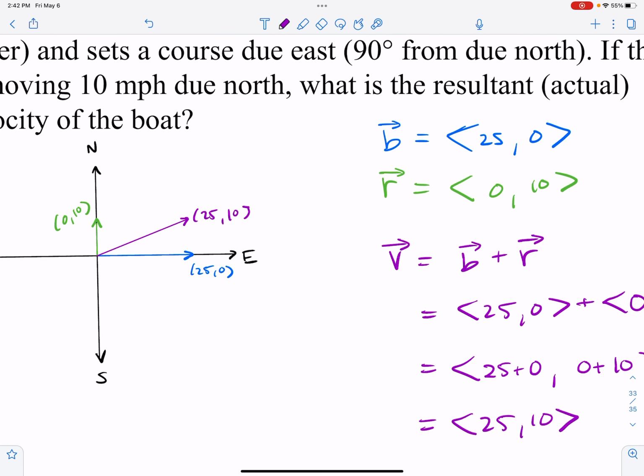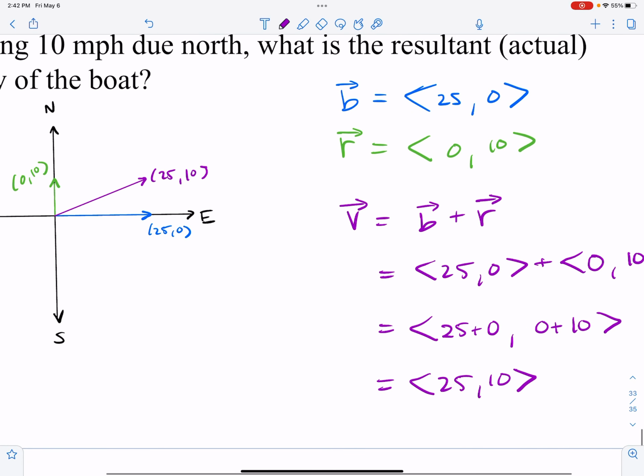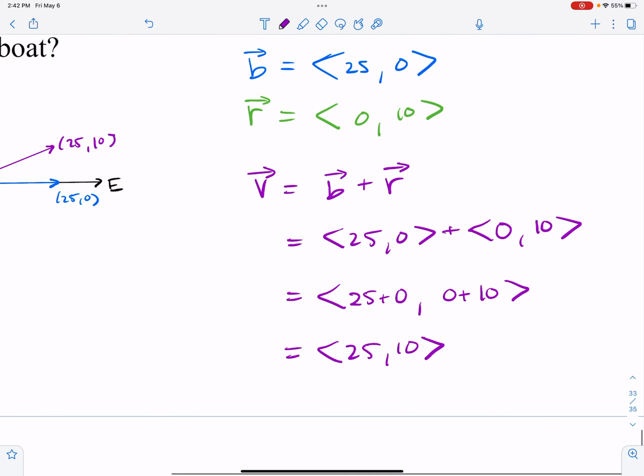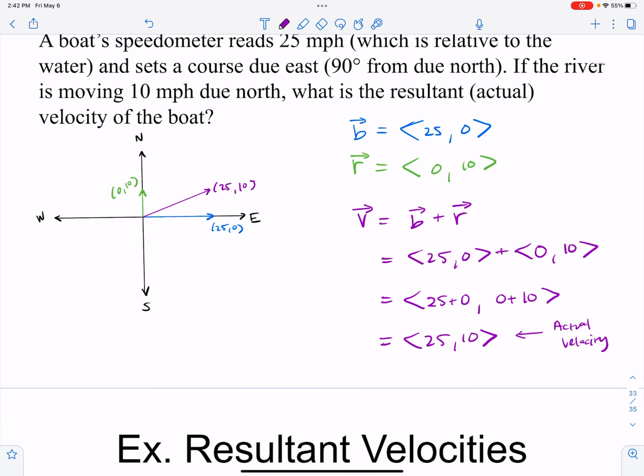However, knowing the position vector is great. The vector that represents the actual velocity, right? This represents actual velocity. But we want to be able to describe our answer. Like we want to be able to describe the magnitude and the direction, the actual velocity of the boat. So we need the magnitude.